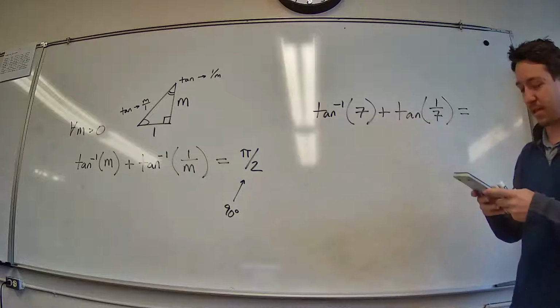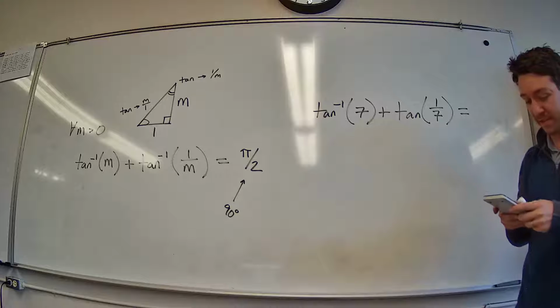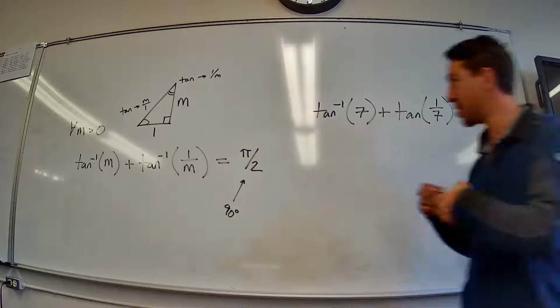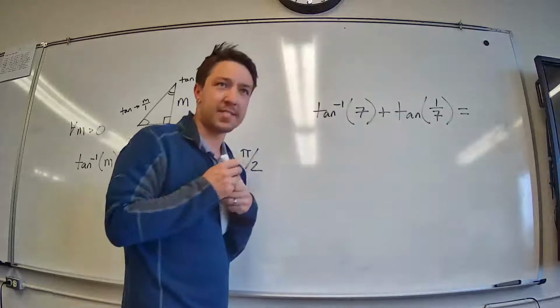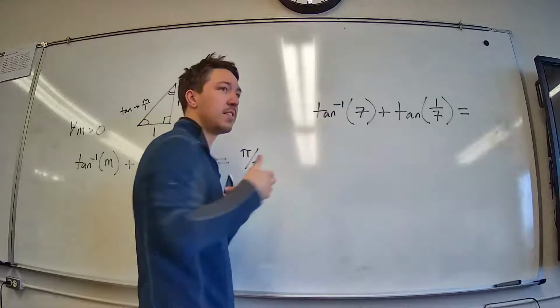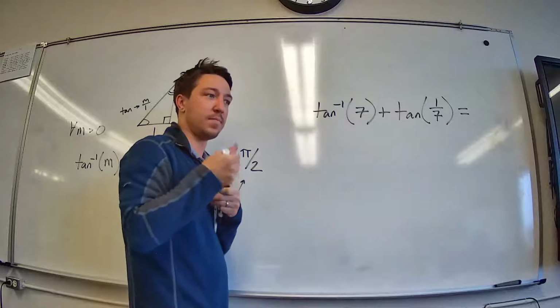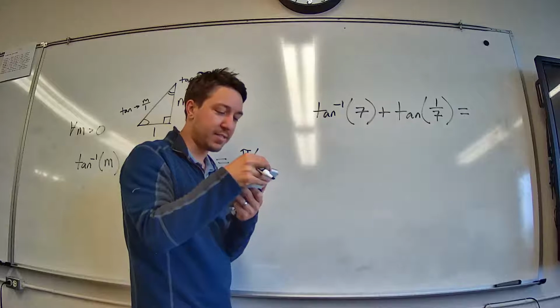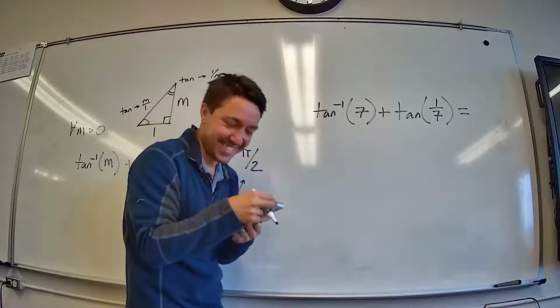Because look, the inverse tangent of 7 million, someone can guess this angle to the nearest millionth.